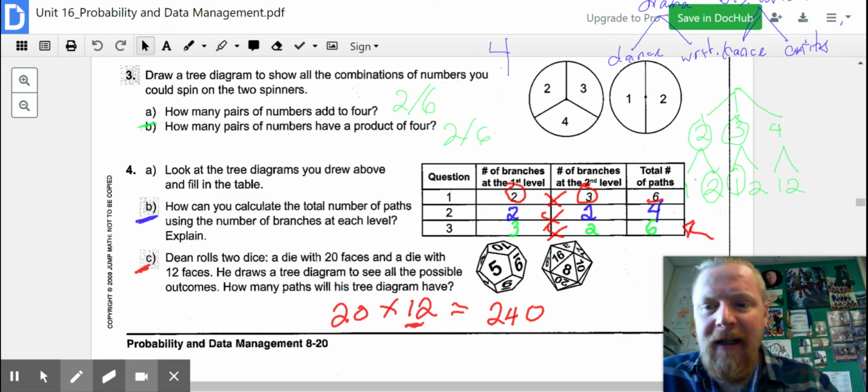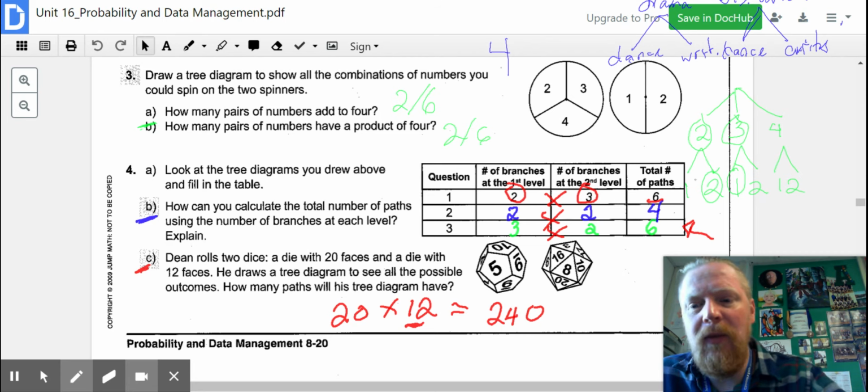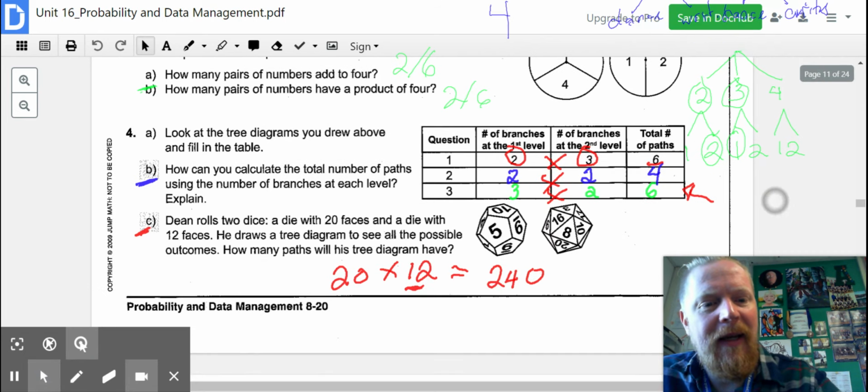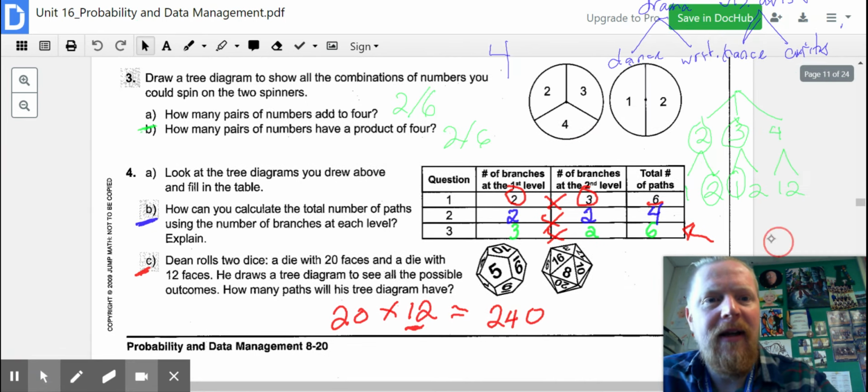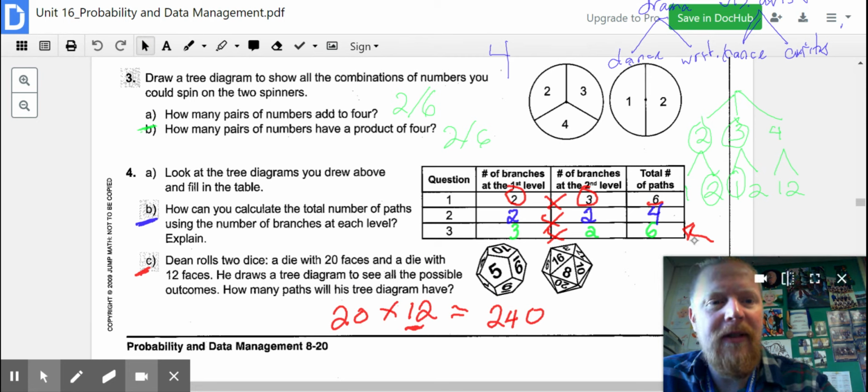And that is the entire lesson. That is it. So again, this is in your Jump Math workbook. It's on page 201. So I'd like you to go through this on your own, make sure that you understand it. And that's this lesson here.